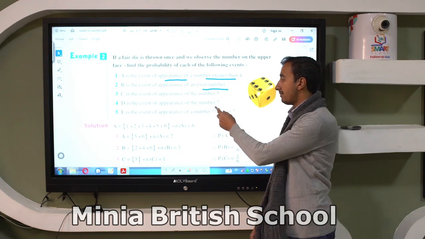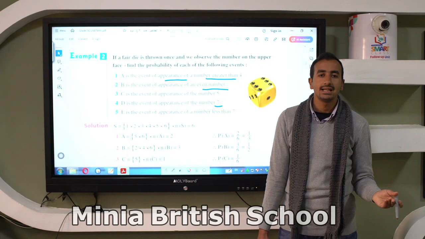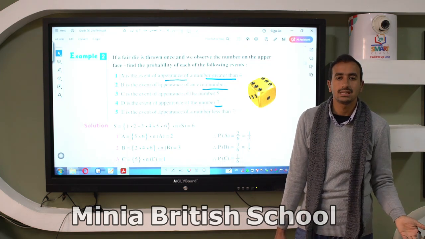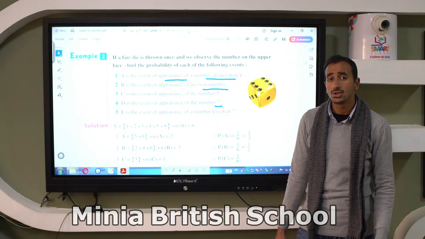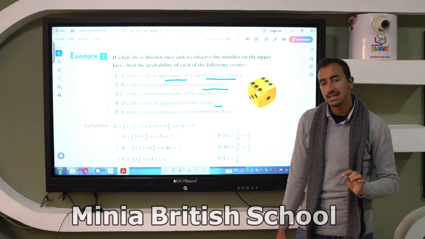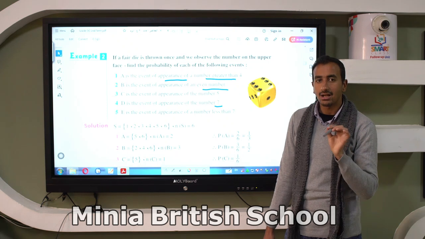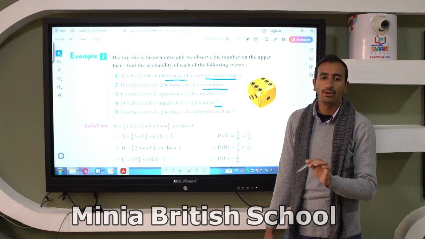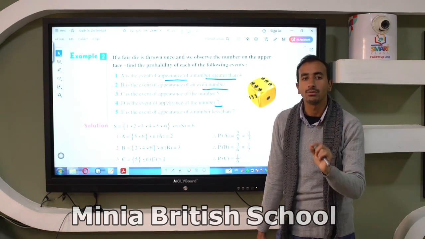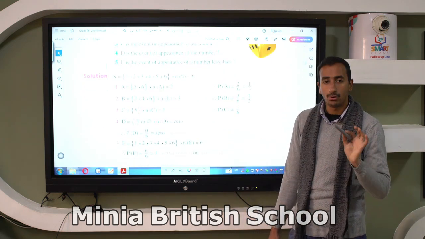The appearance of the number 7 is impossible in the sample space of a fair die. We have the die from 1 to 6. The number 7 doesn't appear, so the probability of it is 0. I can write D equals the empty set because it's a set, but the probability of D is 0. Don't forget this important note.